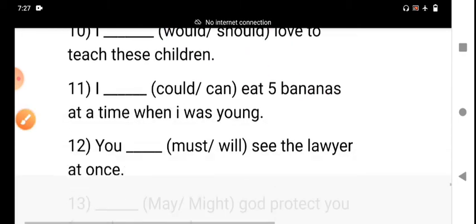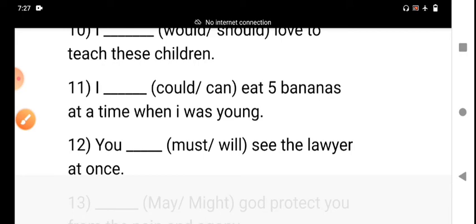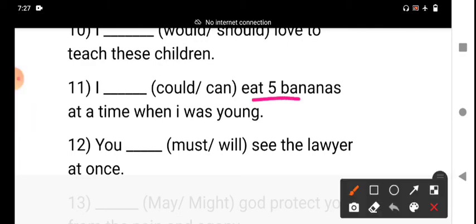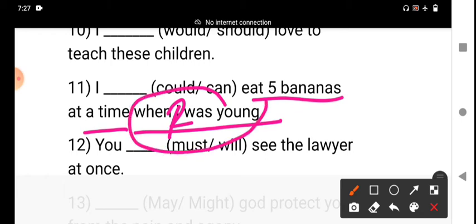What is question number 11? It is: I dash eat 5 bananas at a time when I was young. When I was young is a past activity. That means we select the past tense of can. What is the past tense of can? Could is the right answer.